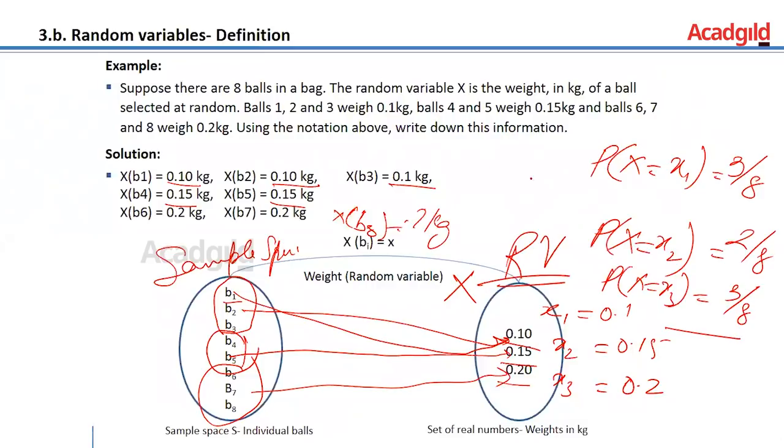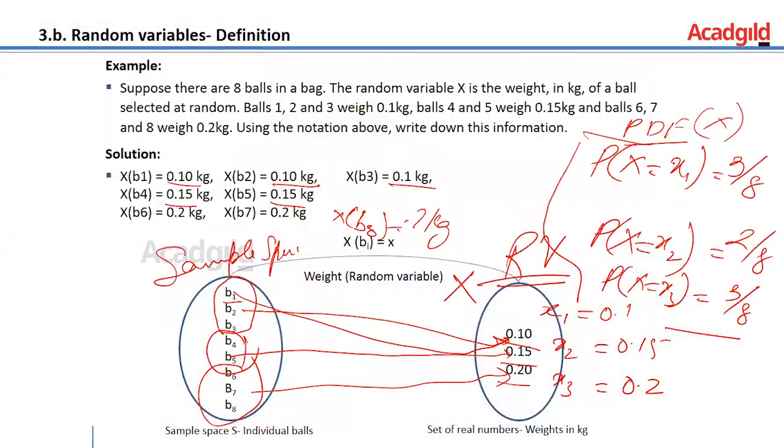Okay, this thing defines all the probable cases of my random variable. Okay, this is called the probability distribution function of the random variable X. The probability distribution function tells me what all values that random variable can take, and for each of those values, what is the corresponding probability. Clear? We'll come to this definition again.